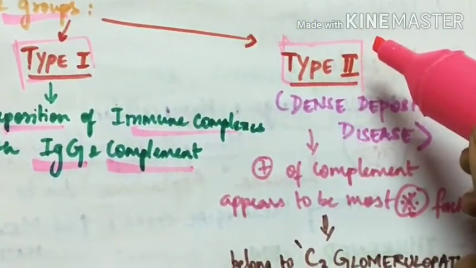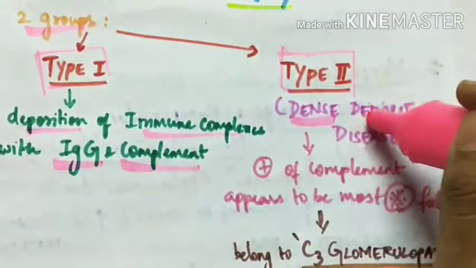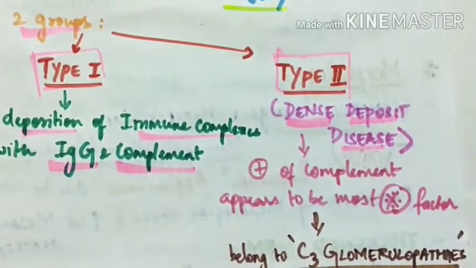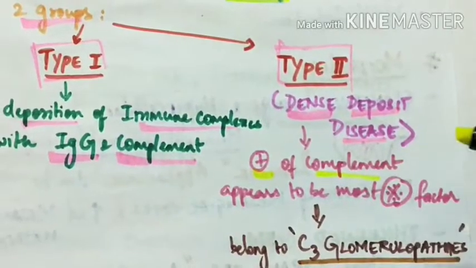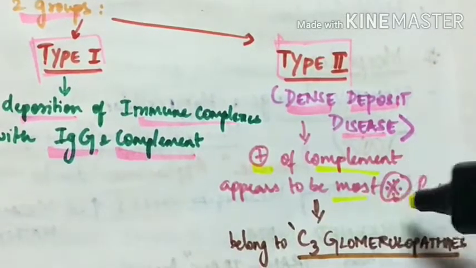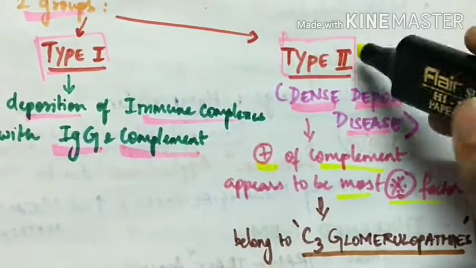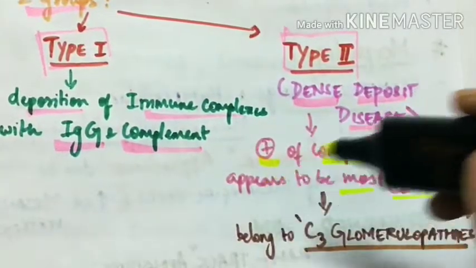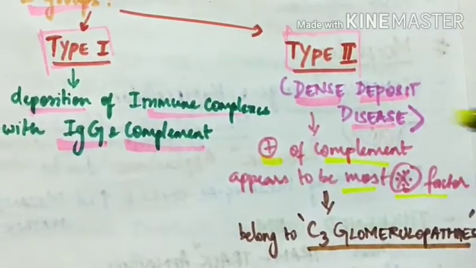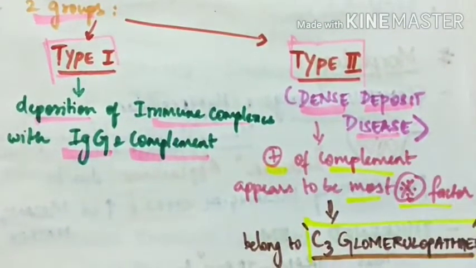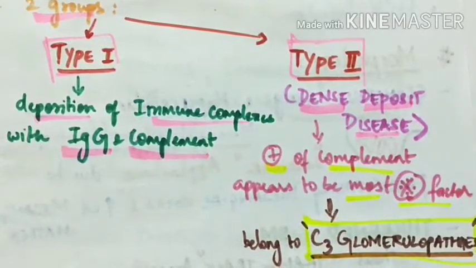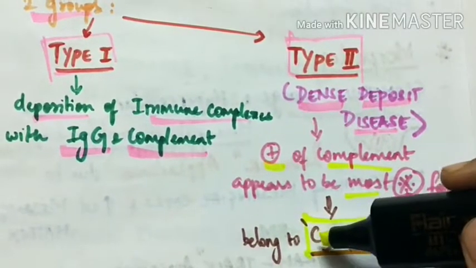Type 2 MPGN is also called dense deposit disease. Here, there is activation of complement. It appears to be the most important factor. So in type 2, the activation of complement appears to be the most important factor. This type 2 MPGN belongs to C3 glomerulopathies. C3 stands for complement factor 3.